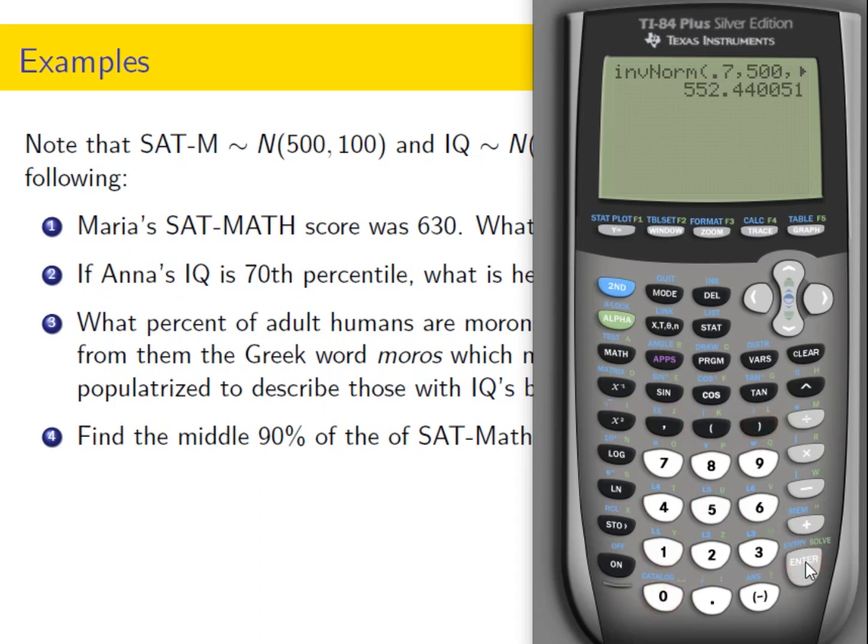And then when I hit enter, I find that, oh wait, I did the wrong mean and standard deviation. This was asking about IQ, and I did SAT. So let's put in 100 for the average IQ, and then 15 for the standard deviation of the IQ distribution. And so if she's 70th percentile, she's about 107, 108.